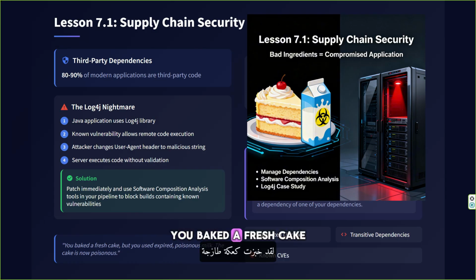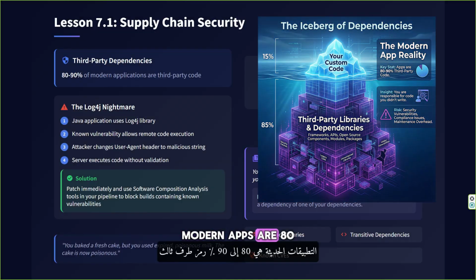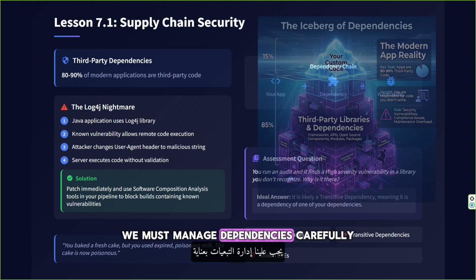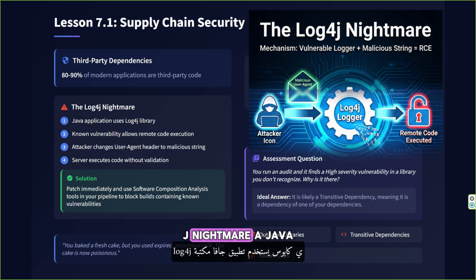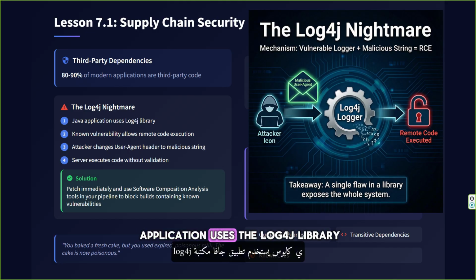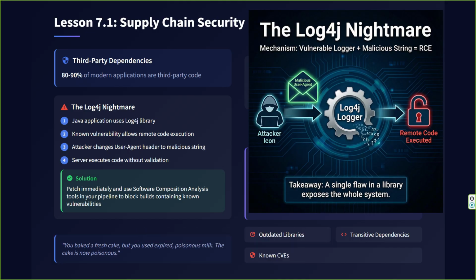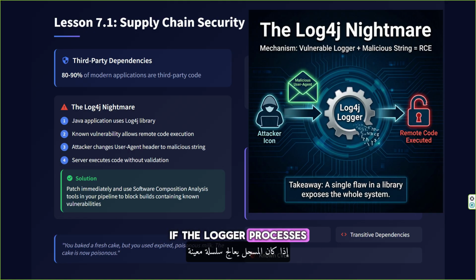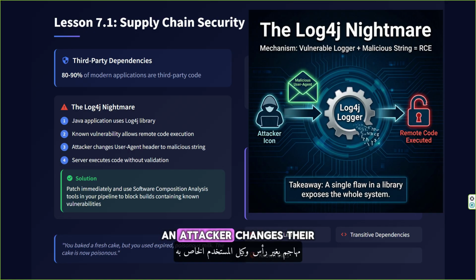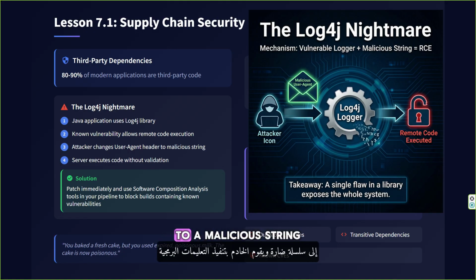Context: you baked a fresh cake, but you used expired, poisonous milk. The cake is now poisonous. Modern apps are 80 to 90% third-party code. We must manage dependencies carefully. Here is a practical example called the Log4j nightmare. A Java application uses the Log4j library. A known vulnerability allows remote code execution if the logger processes a specific string. An attacker changes their user agent header to a malicious string, and the server executes the code.